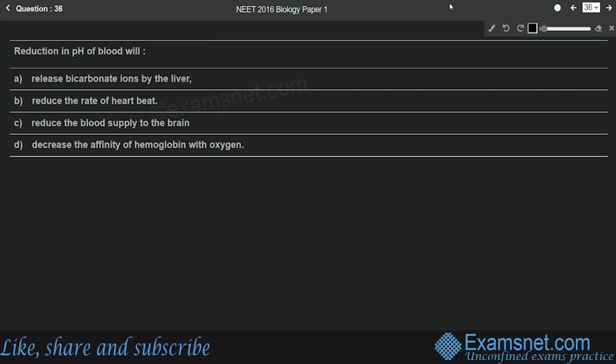Question number 36 is from the chapter Circulation, and the question is reduction in pH of blood will, option A, release bicarbonate ions by the liver, option B, reduce the rate of heartbeat, option C, reduce the blood supply to the brain, and the last one is decrease the affinity of hemoglobin with oxygen, and the correct answer is option number D, that is decrease the affinity of hemoglobin with oxygen. Now let's see how. We know that reduction in pH, that means low pH. Low pH, it means acidic condition, right?